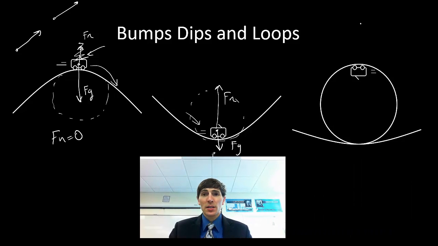And then the most interesting of all is the loop. And the reason why loops are so popular in roller coasters is because when you're going through a loop, you can actually simulate 4 different feelings. You can feel normal, you can feel heavier, you can feel lighter, and if they design the ride correctly, you can feel weightless. And this all depends upon how fast we're moving.